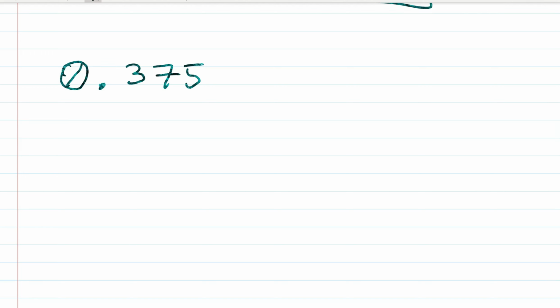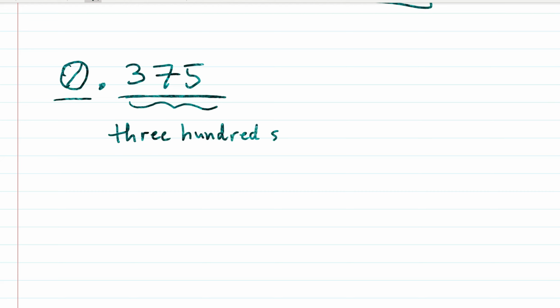Okay, next decimal says 0.375. So we look at that 0, which is our whole number. So we don't have a whole number when we're going to write it as a fraction. Now anything to the right is the decimal, which is the fraction. So how do we say this number? When you see a 3, 7, and a 5, what do you say? Right, you say 375. And now remember the rule.